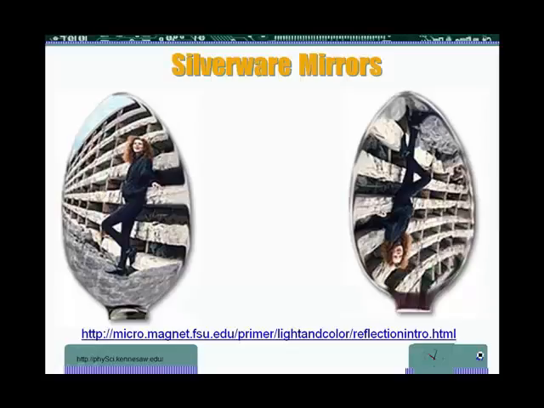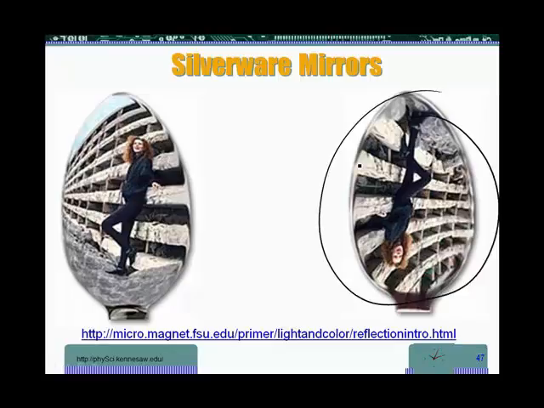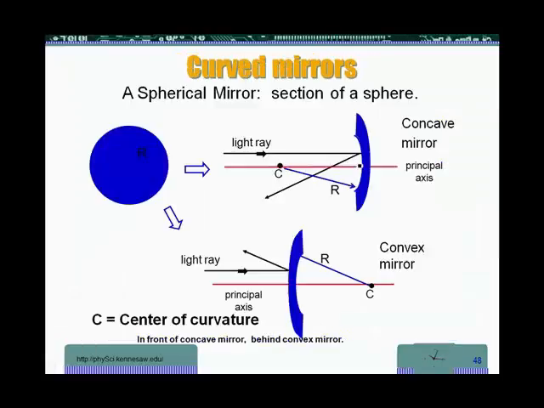Okay, in this recording we are going to talk about curved mirrors. We are going to start with concave mirrors. The concave side in the silverware mirrors among these spoons is going to be this one. We'll see that later on. Okay, how do we get a mirror?